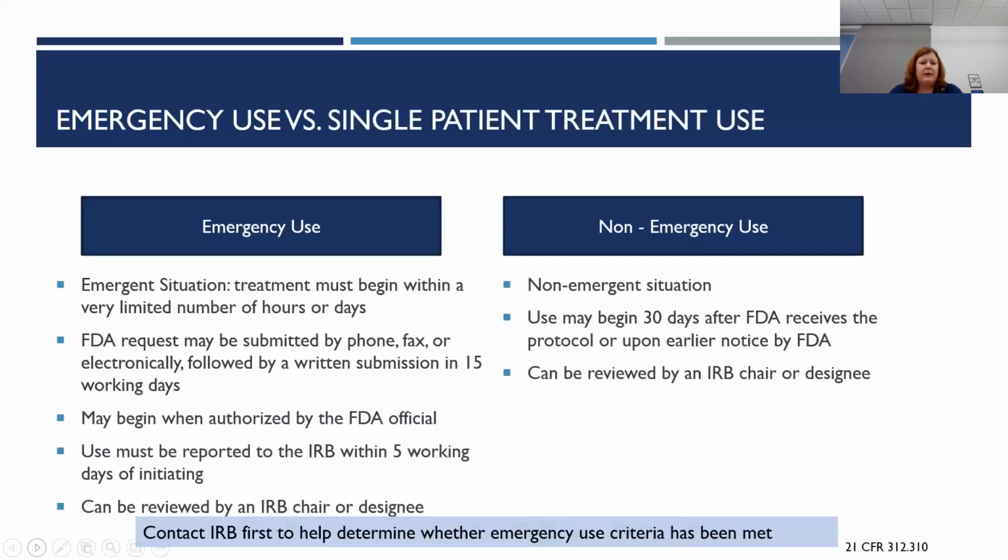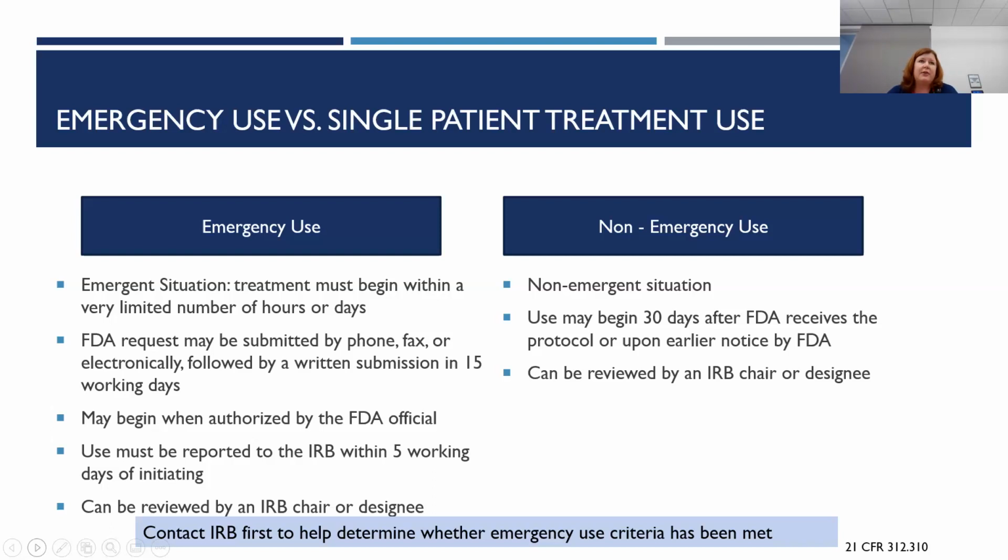So moving on here. As far as those differences, to highlight them side by side, for emergency use, we have to make sure that the time is of the essence and you need to start that treatment as soon as possible. That treatment can begin as soon as you get the okay from the FDA and the drug from the sponsor. Whereas in the non-emergency use, it may take up to 30 days because a single patient IND is still considered an IND in the FDA's eyes.